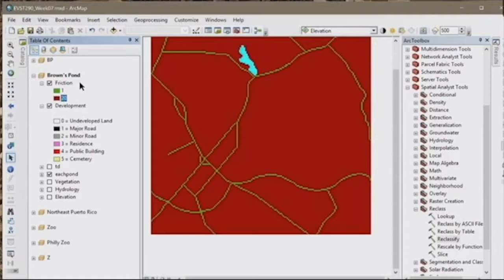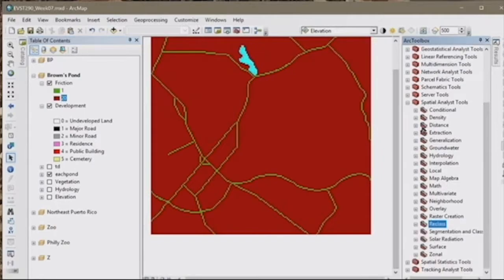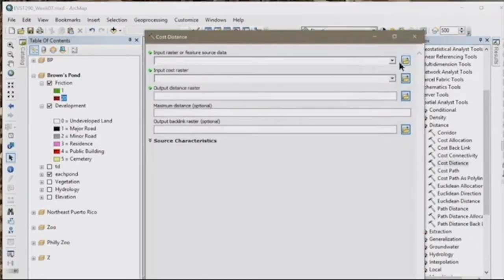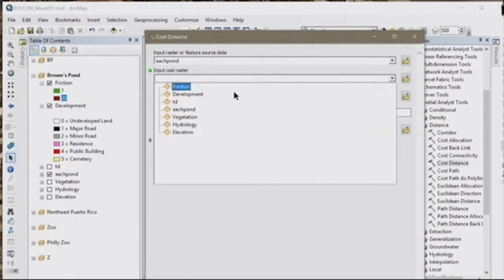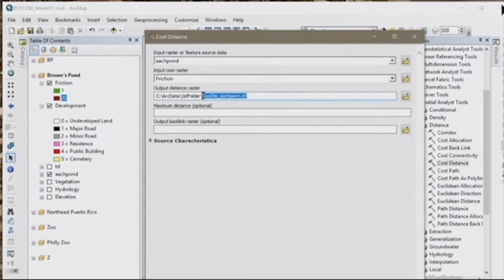So here's the classic situation where we have a target that we want to measure distance from or to in terms of some sort of locomotion that can proceed 20 times more readily along those green pixels than the red pixels. Given those two inputs, I go to cost distance, indicate that I want to measure distance from each pond, on which only Brown's pond has been selected, and I want to use friction as my quote-unquote cost raster in order to create this new grid that I'll call how many minutes from Brown's pond.